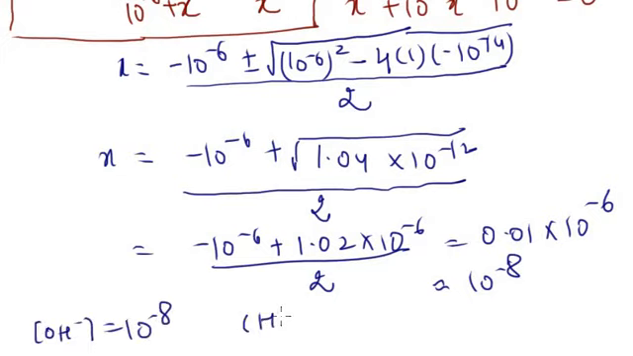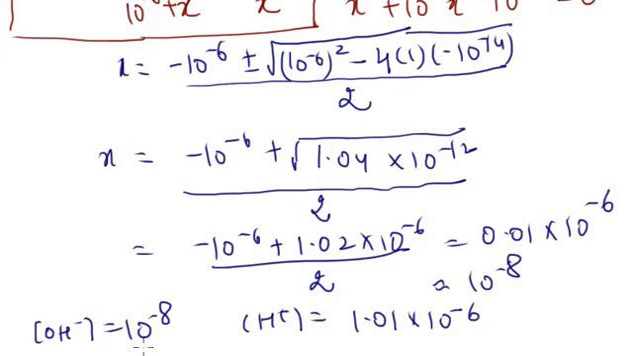And the concentration of H+ turns out to be 1.01 times 10^-6. That is 1.01 times 10^-6, and if you do the perfect calculation, you will get this answer.